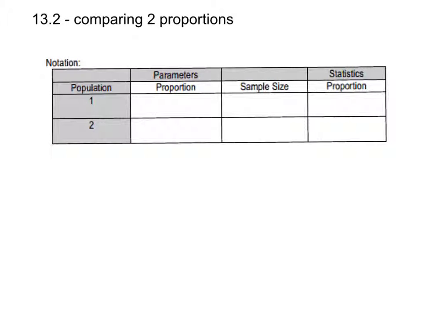Alright, this video is going to be looking at comparing two proportions. And when we are comparing two proportions, we need to look at our notation. Again, we have two populations. So we have our population proportion that goes with population 1, and our population proportion that goes with population 2. That means we also have two sample sizes and two sample proportions. So just like with the means, the notation becomes really important in this test, and it's important to be able to keep your parameters and statistics straight.